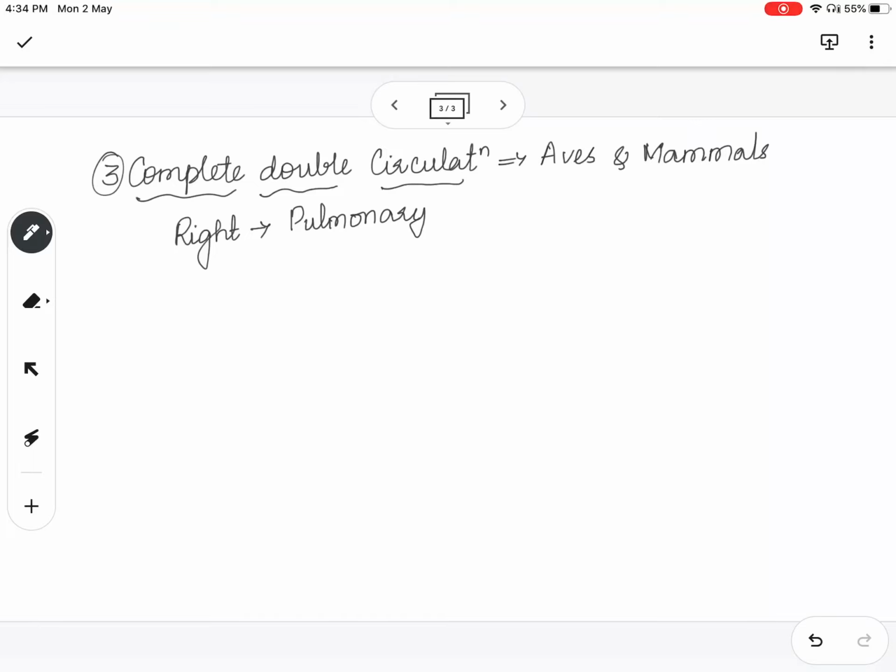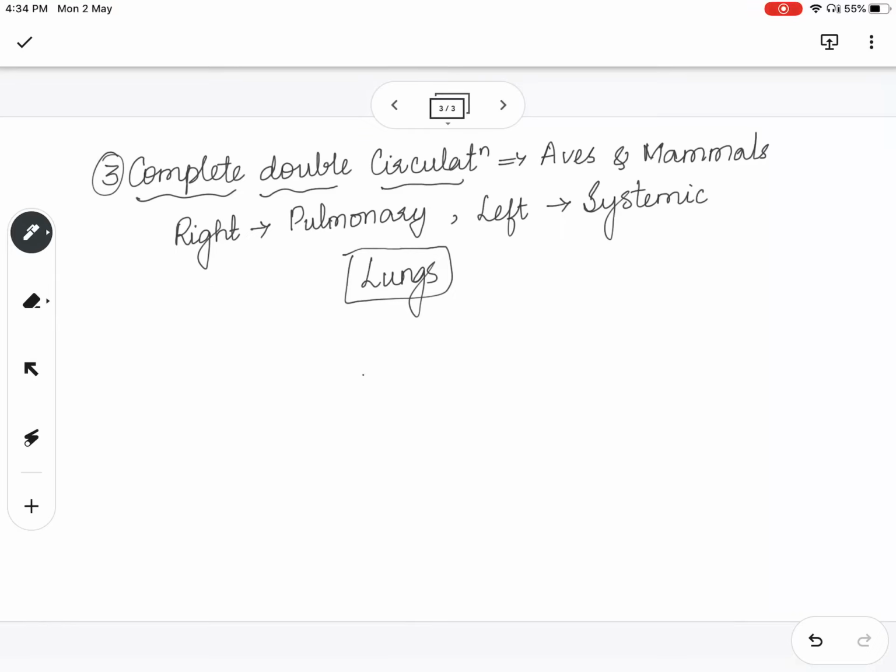Okay, I'll tell you why. So wait till I completely explain it to you. The left one is called the systemic heart. Now, why so? I'll directly jump to the conclusion. Okay, I'll just draw first and make you understand so that it will be easy for you.